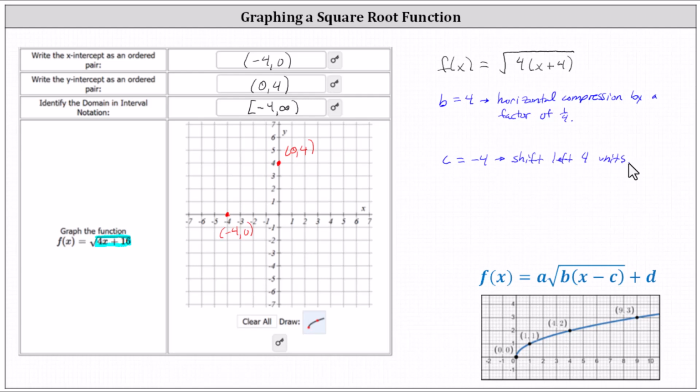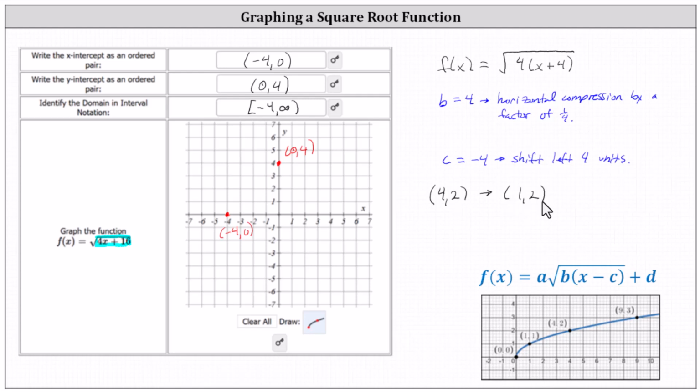So just to find one more point on the graph of f of x, let's select one point on the graph of the basic square root function and perform these 2 transformations. For example, let's use the point 4, 2. Starting with the point 4, 2 on the basic square root function, to perform a horizontal compression by a factor of 1/4, we multiply the x value of 4 by 1/4. The corresponding point is 1/4 times 4, 2, which is 1, 2.